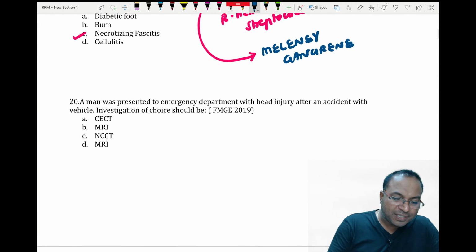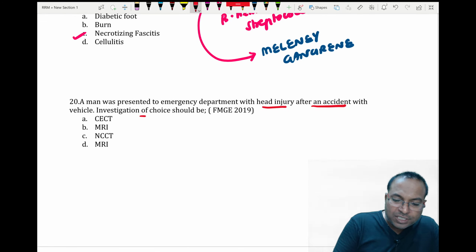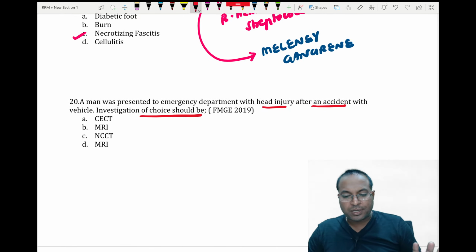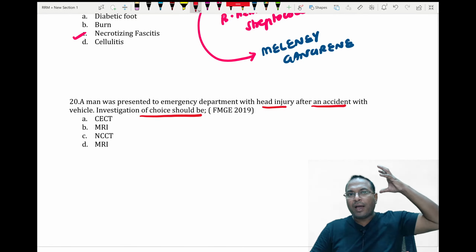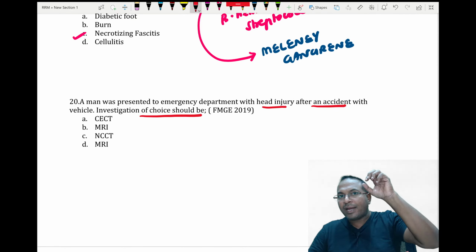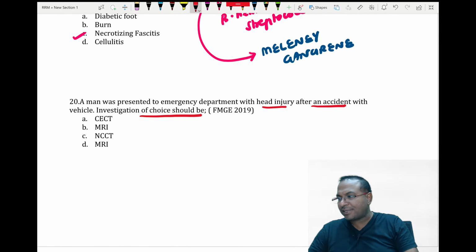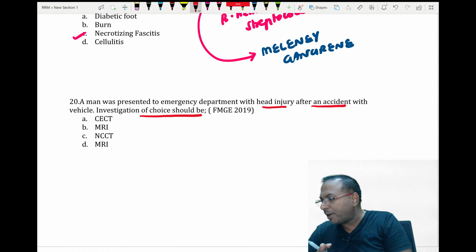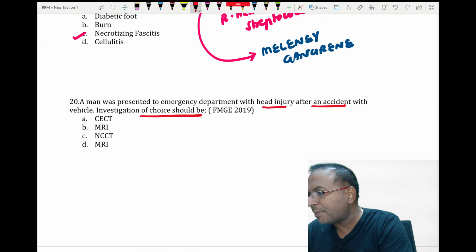A man was presenting to the emergency department with a head injury after an accident. Investigation of choice should be. So what is the question? Simple. The patient is having a head injury. How will you find out whether he is having a head injury or not? Simple question. What is the answer? Yes, anybody has very good Pragya and Arman. That is correct. It is a Meleney's gangrene.